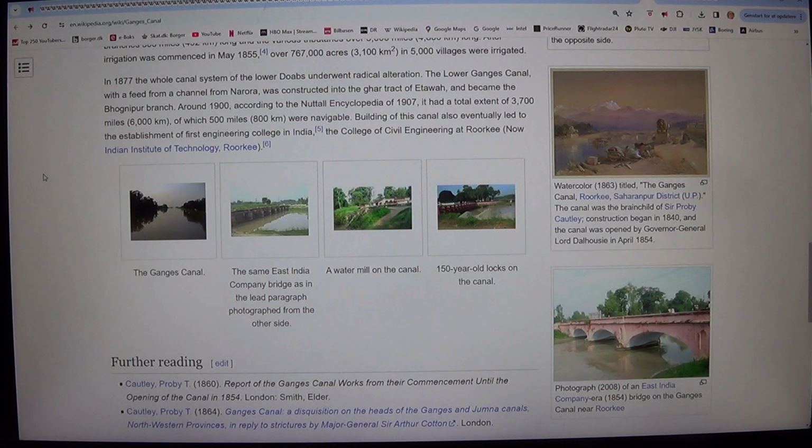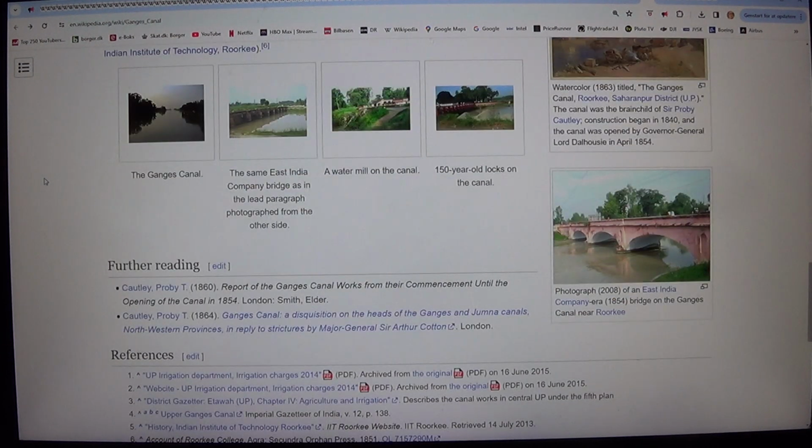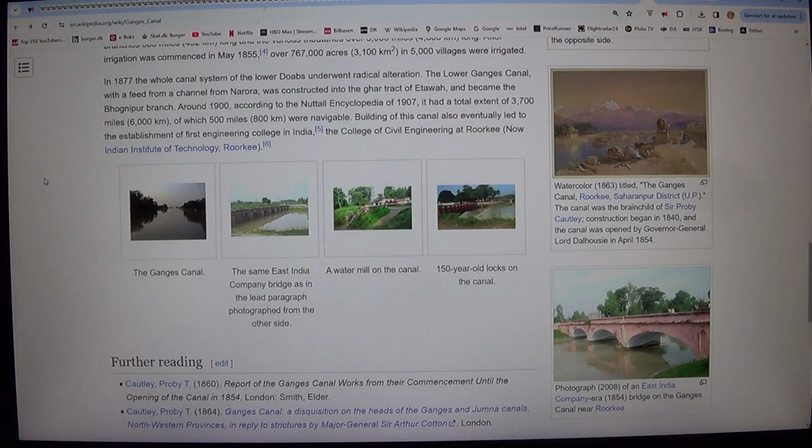1. The Ganges Canal. 2. The same East India Company bridge as in the lead paragraph photographed from the other side. 3. A water mill on the canal. 4. 150-year-old locks on the canal.